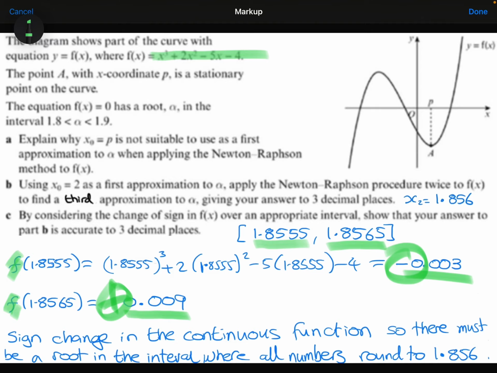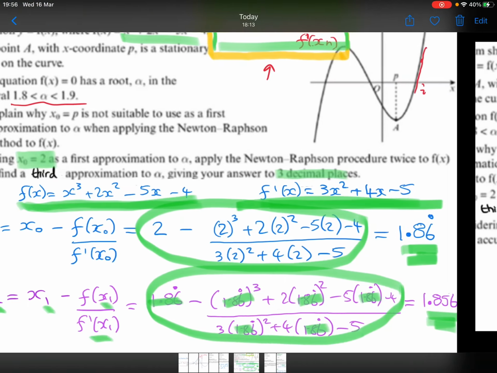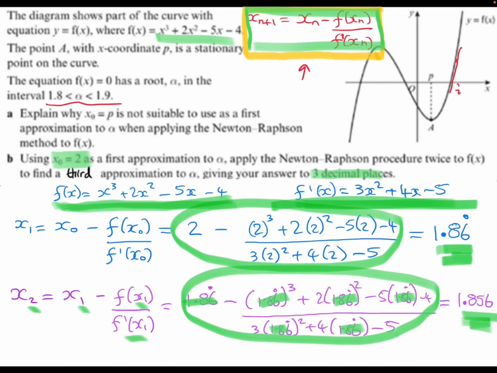And that just shows the power of the Newton-Raphson method. In just 2 calculations, we have got an answer from a complete guess to begin with, a guess of 2. We've got an answer that's actually correct to 3 decimal places, which is pretty accurate with only 2 calculations. So that's the Newton-Raphson method.